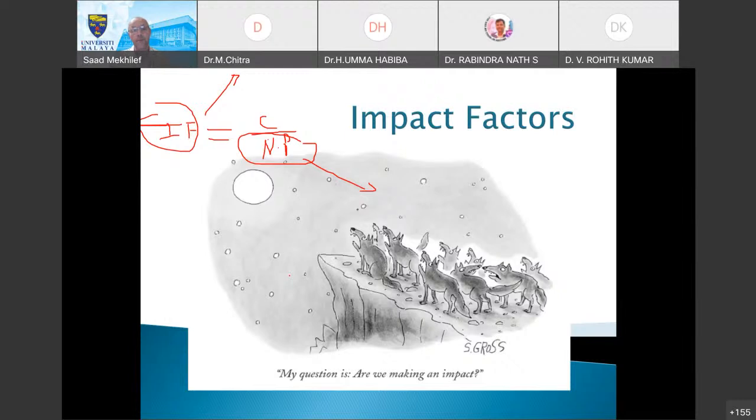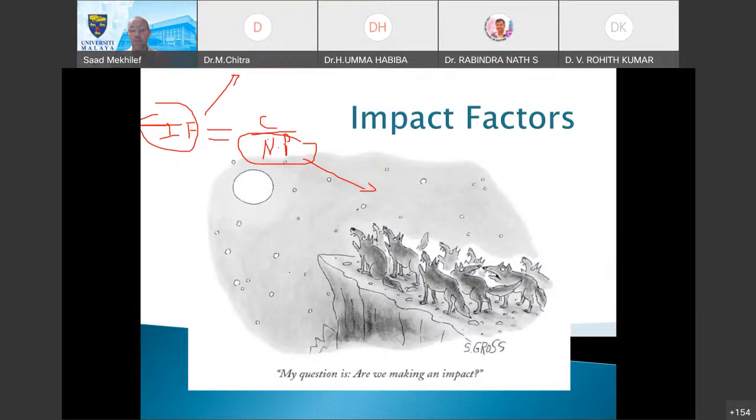So that's the second step: selecting the right journal for your paper. Because if you publish in a journal that no one will look at, no one will cite, no one will refer to, then you have actually wasted a lot of your effort, your time and your money just publishing something which has no use. Imagine you do research for 3-4 years and then you publish a paper and no one refers to it, no one reads it.